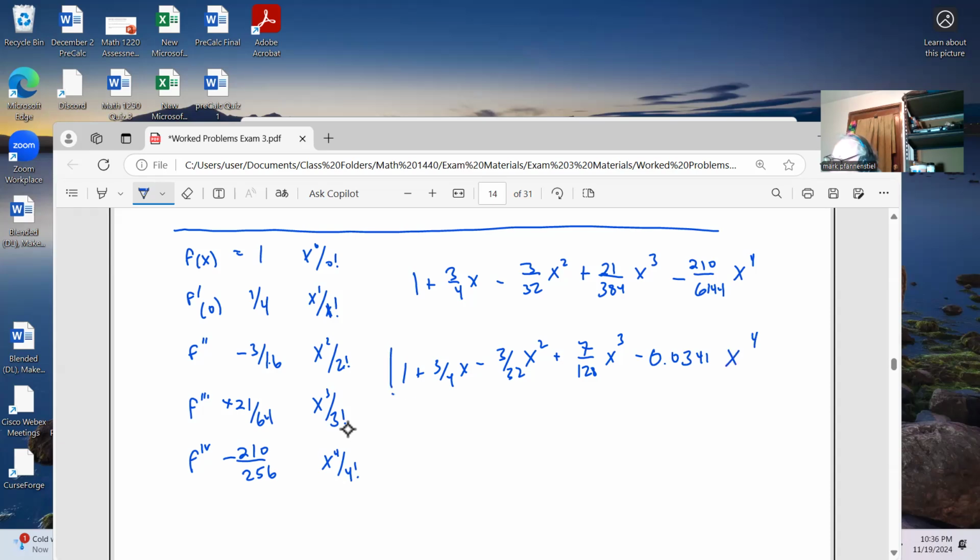Okay, so that's what we're looking at for a 4th degree Taylor polynomial for something like this. Take a bunch of derivatives, set your x equal to 0, and go ahead and express the polynomial for us.